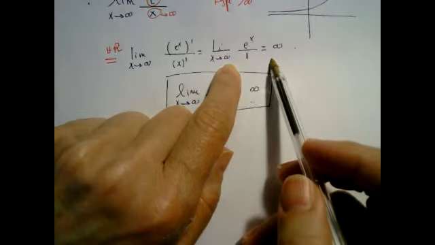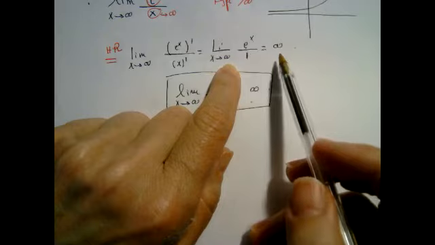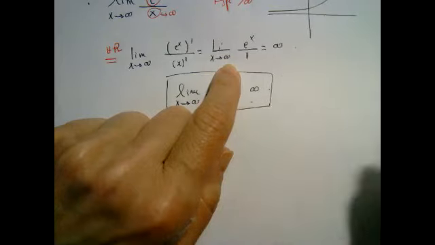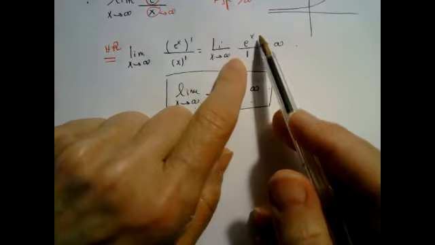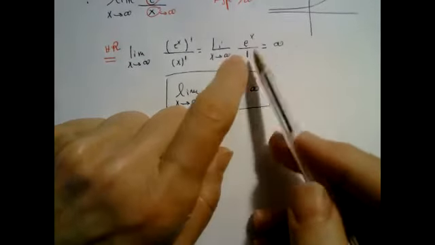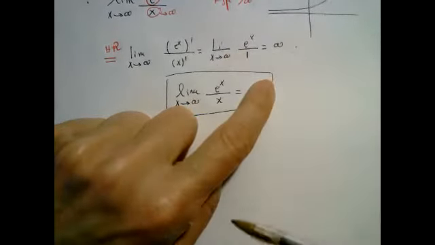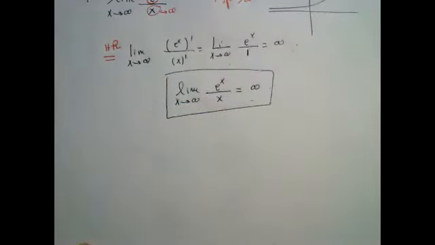I'm done. I don't need any more L'Hopital's rule. L'Hopital's rule is only for infinity over infinity. I don't have this scenario. I have infinity over 1, and large over 1 is absolutely infinity. Okay. Now, what I would like to do.